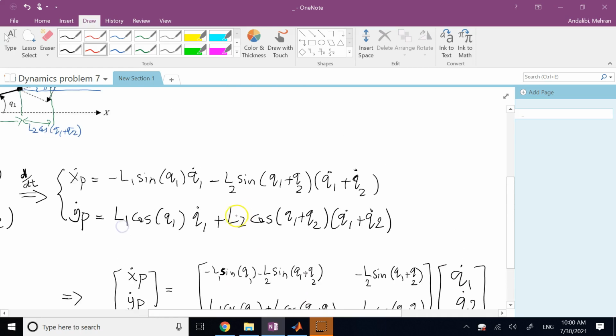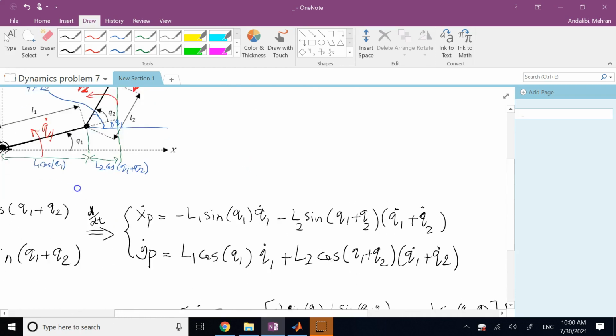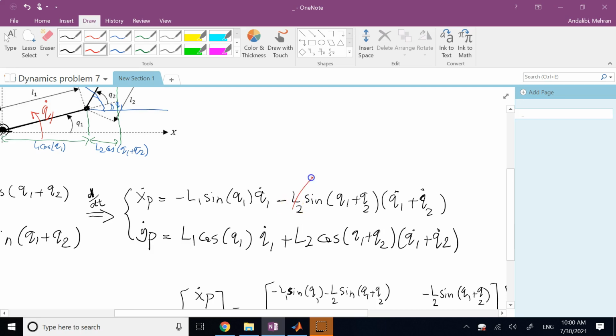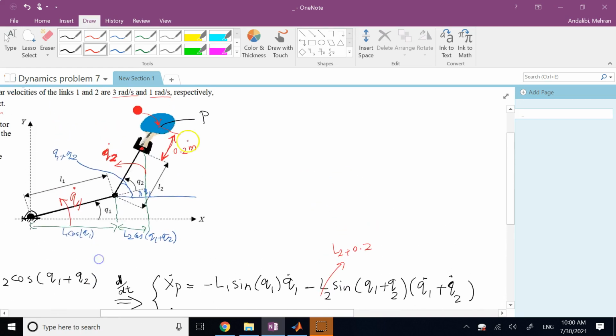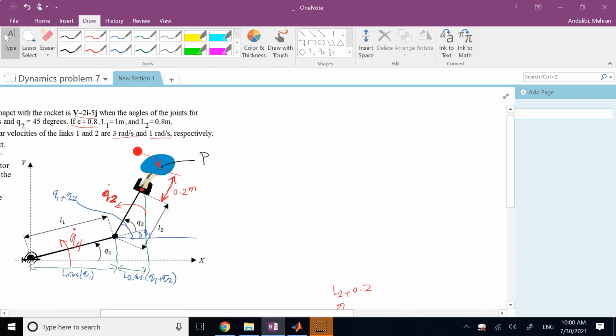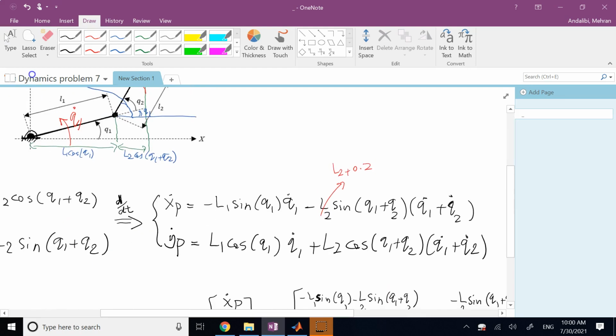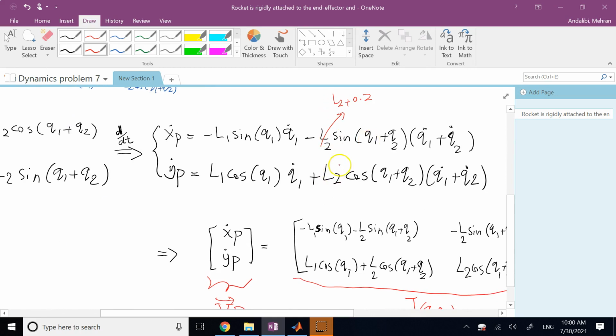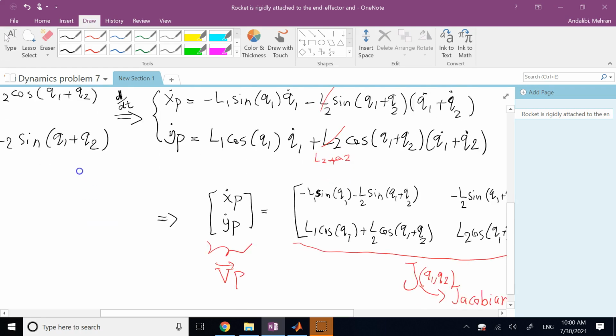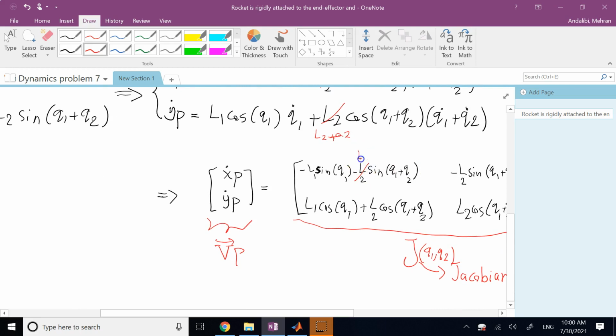The only thing here is this L2 should not really be L2. This L2 is the modified L2. So if you really want to modify that, wherever you see L2, you have to say what? L2 plus 0.2, because as I told you, there is an extra 0.2 between the impact point and the end effector. So if you want to use the L2 that is given to you, 0.8, the number that you have to use here is 1 meter. Okay, so all you need to do is to change that to L2 plus 0.2 to find the velocity of the impact point, not just the end effector.